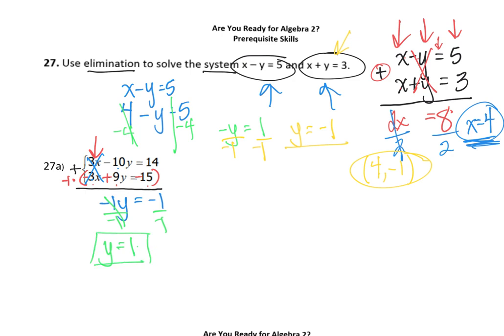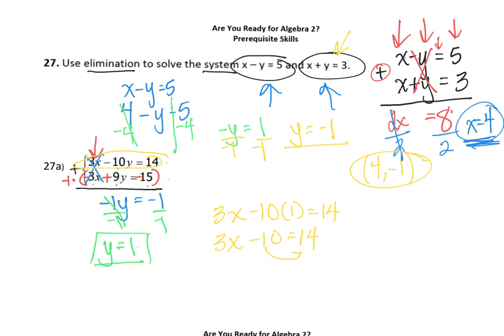That's our first answer. After you get your first answer, you have to remember to go back and get your second answer. So you can pick either of these two equations to plug in 1 for y to solve for x. I always told you guys to pick the top one, just because it's nice to have a set procedure, but whatever one looks nicer to you. So we would have 3x minus 10, and there's my y. We're going to substitute 1 for y: 3x minus 10 equals 14.